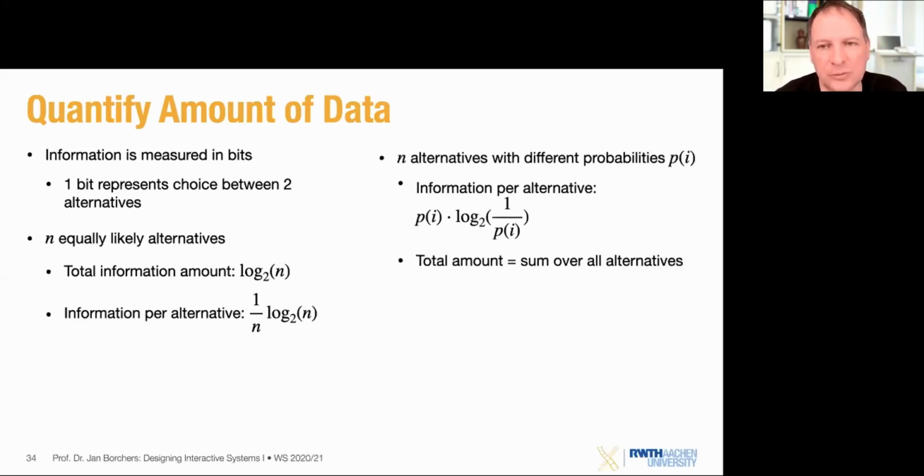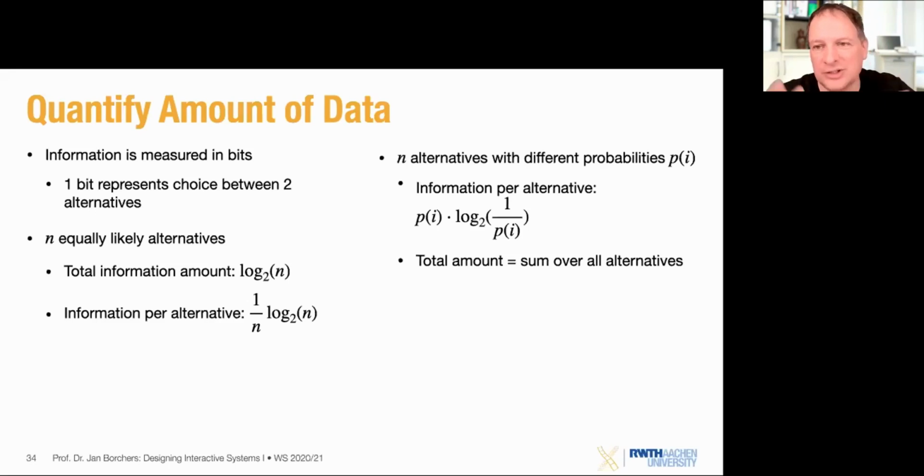Now, it gets a little more hairy if the different alternatives that I'm talking about are not all equally probable. If, for example, you have a dialog with 2 options, and one is very likely and one is very unlikely that you will press it, then actually, on average, the information that you're providing to the system is now going down, because it can almost guess that you're going to press the first button, right?